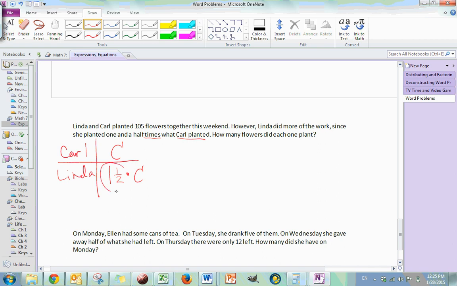And we should have an improper fraction. Right now it's a mixed number. Those don't go well in equations. So what I'm going to do is convert that. 1 and 1/2 is just 3/2 times C. And then this first sentence is a good indicator that together, that tells me addition is what I'm doing. So C plus 3/2 C equals 105.